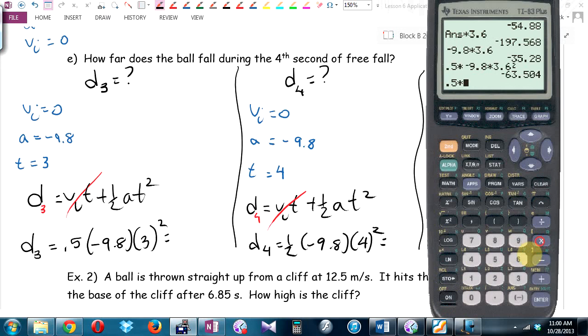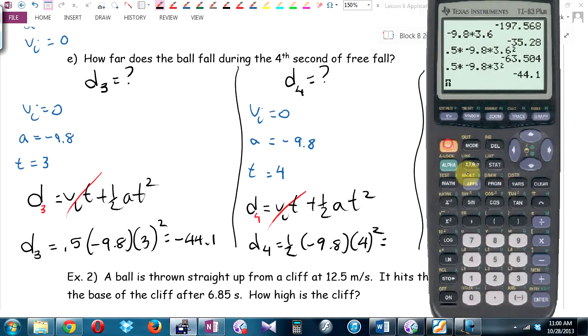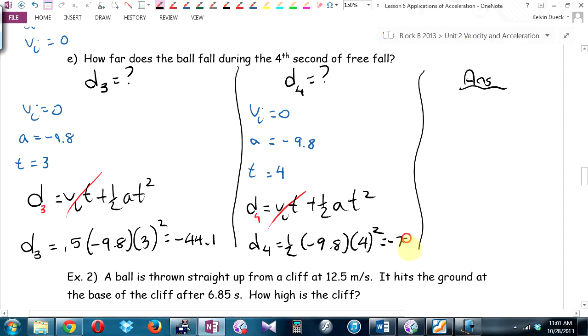A half times negative 9.8 times 3 squared is negative 44.1. A half times negative 9.8 times 4 squared is negative 78.4. Final answer over here.